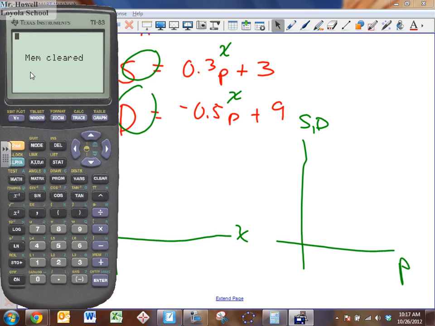In Y1, please put the supply function in Y1. In Y2, make sure you use the correct negative symbol. I'm highlighting it right now. Down here, not the minus sign. Negative 0.5x plus 9.